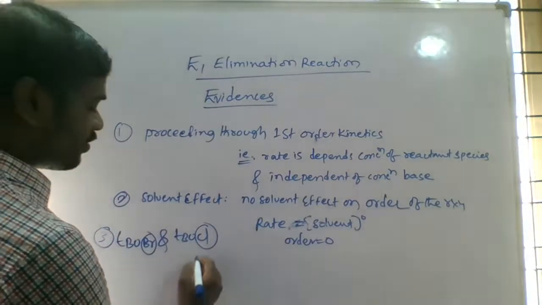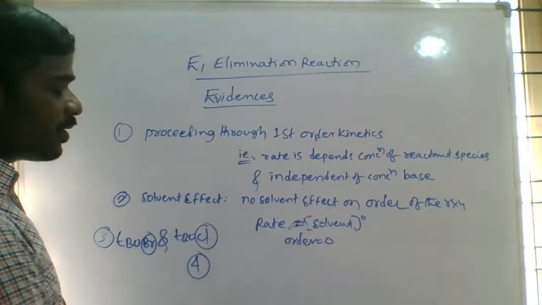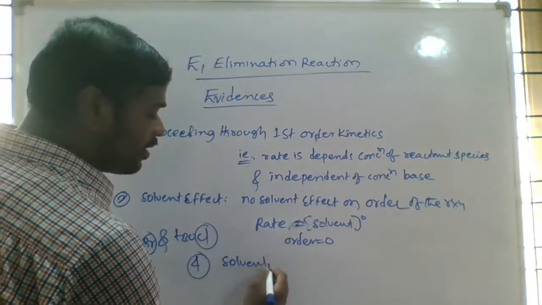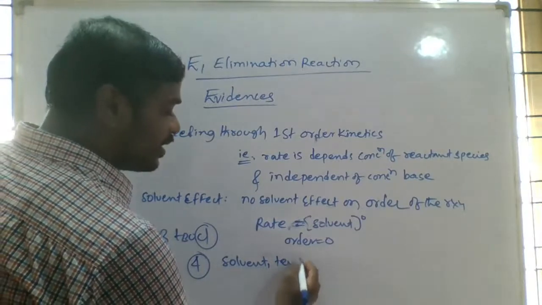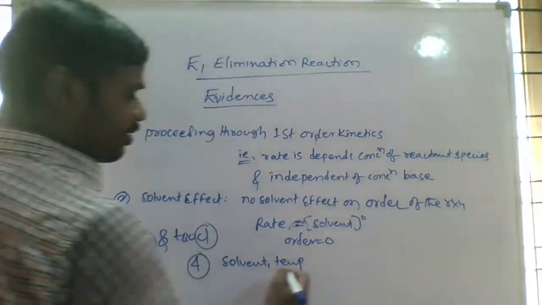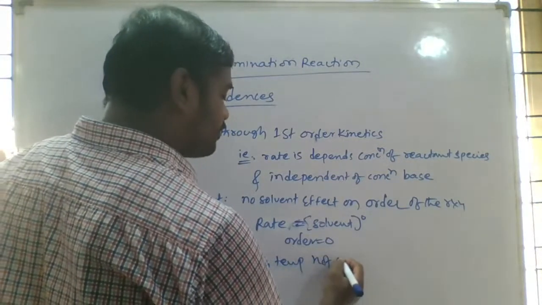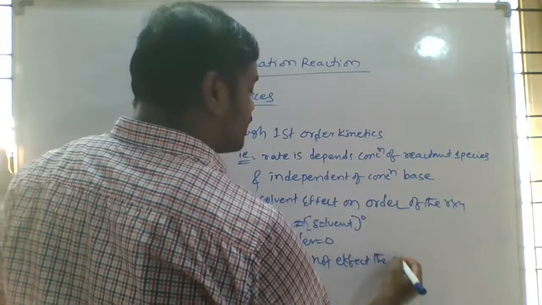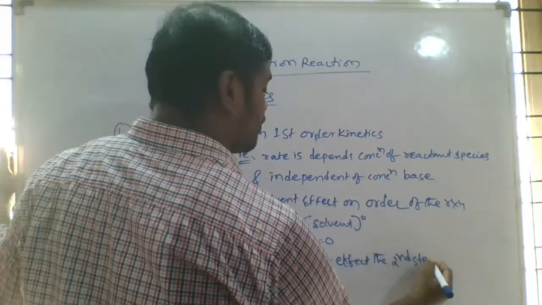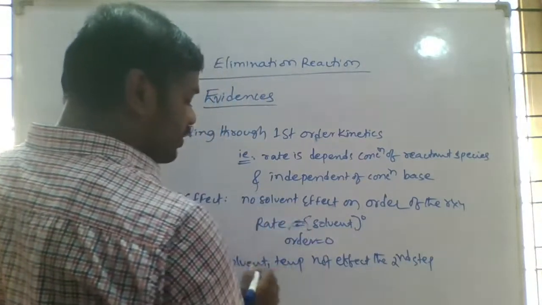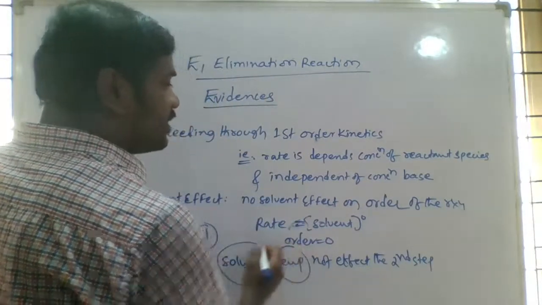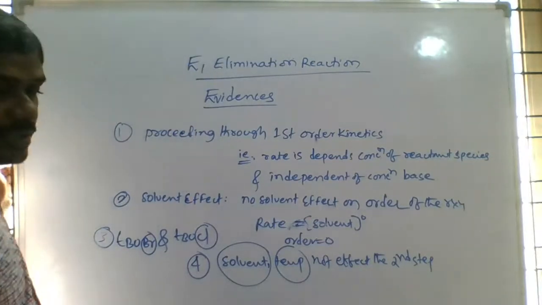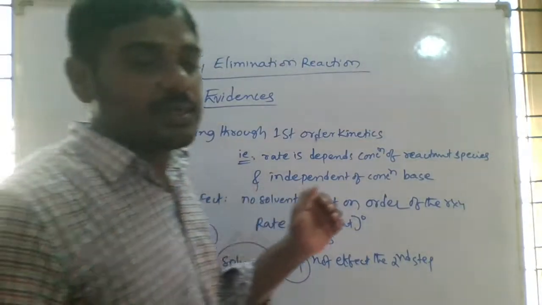Next, the fourth factor, the fourth evidence is the solvent and temperature. Solvent and temperature have no effect, they do not affect the second step. So for the second step, these two are similar. These are the evidences for the E1 elimination reactions.